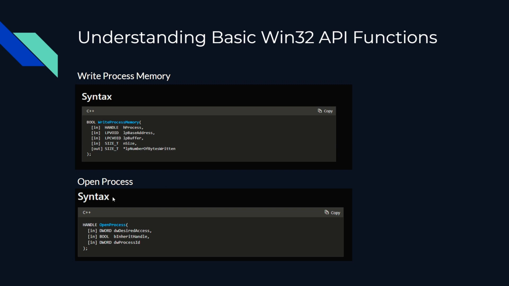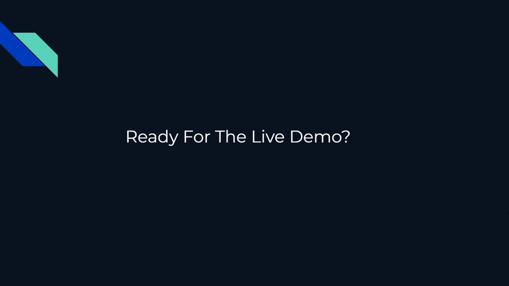For OpenProcess, the first argument we have to pass is our desired access. I'll go over that once we get to it. Then the inherit handle, which is if you want to copy over your work to that. So you always want to put False for that. And then the process ID is just going to be the process ID of the game you are trying to hack.